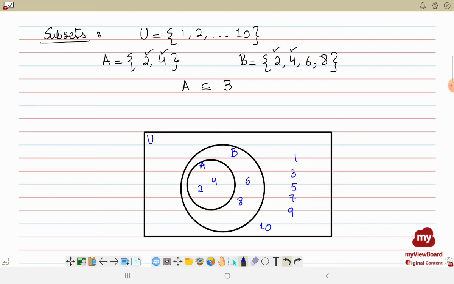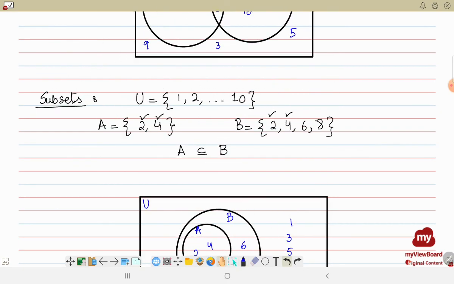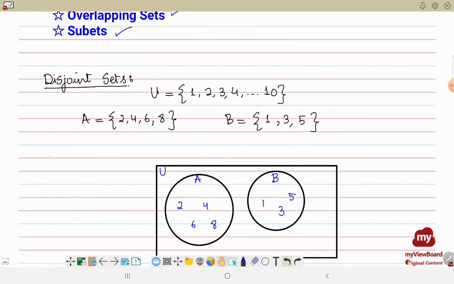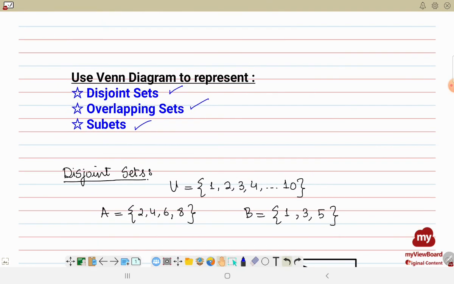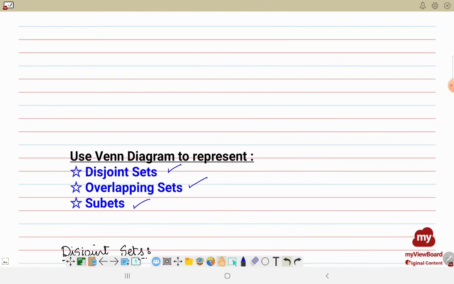I hope you understand these representations of sets. The one is the overlapping sets, then you have subsets, and then you have the disjoint sets, right? In the next video, we'll be discussing the questions.